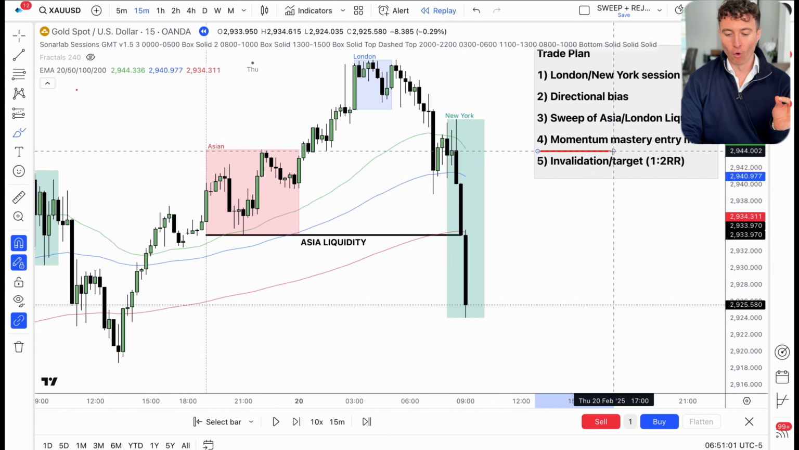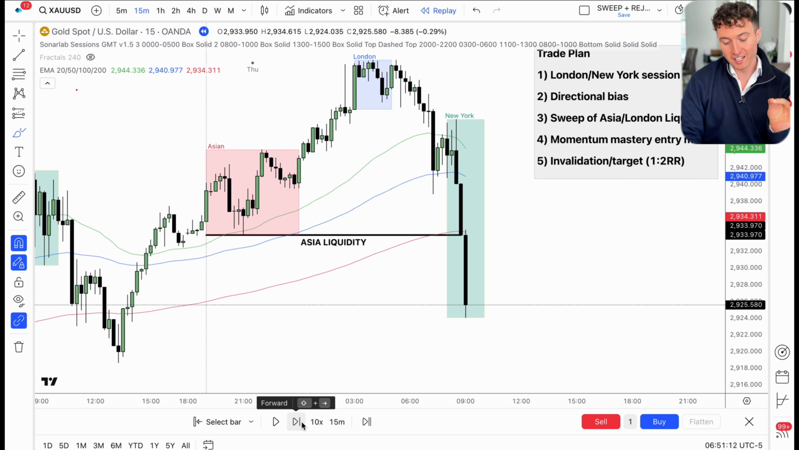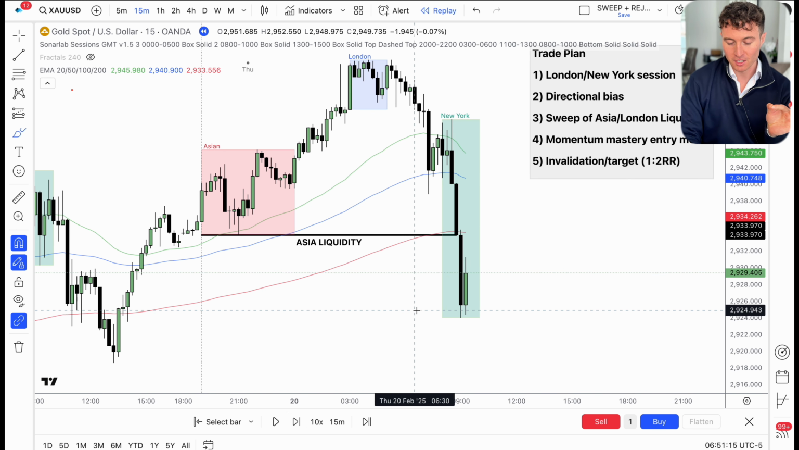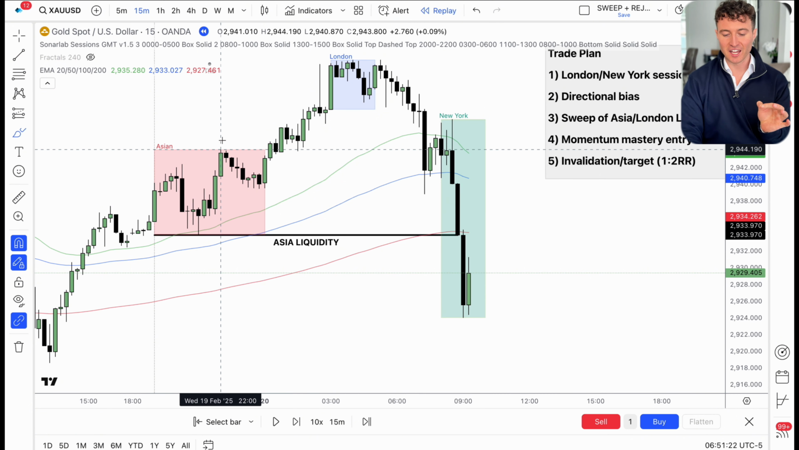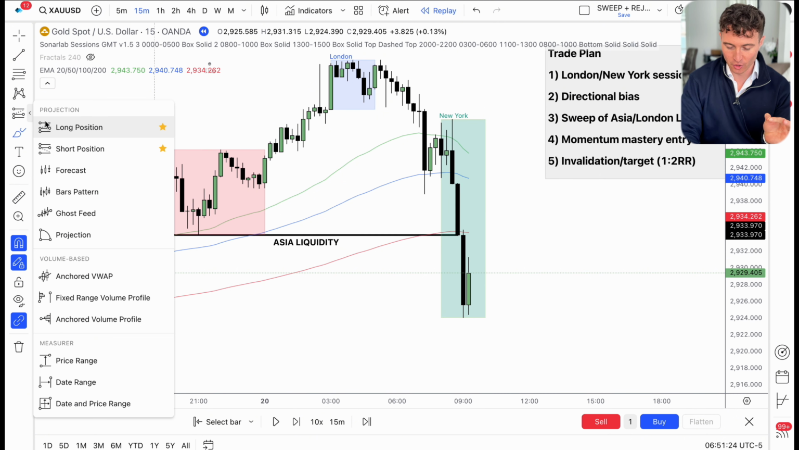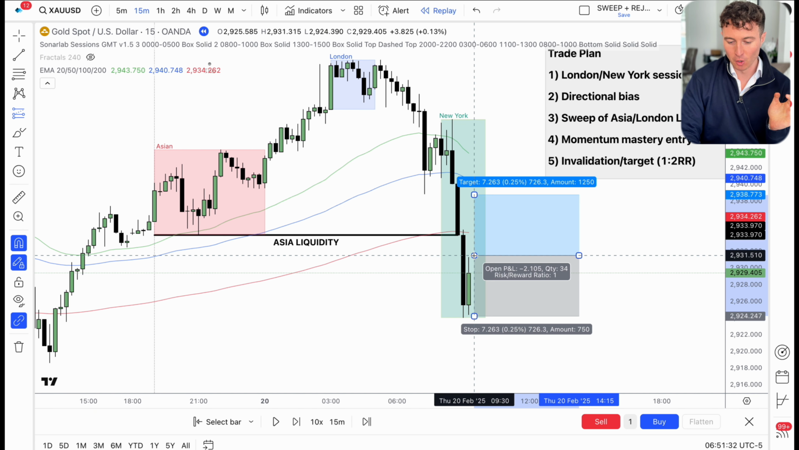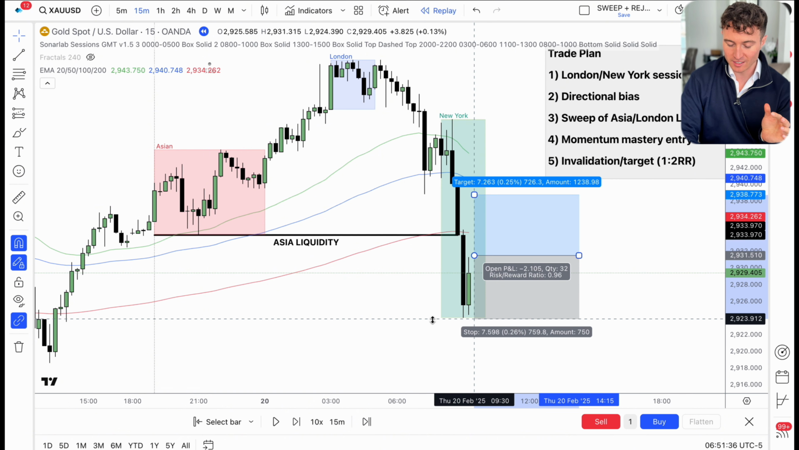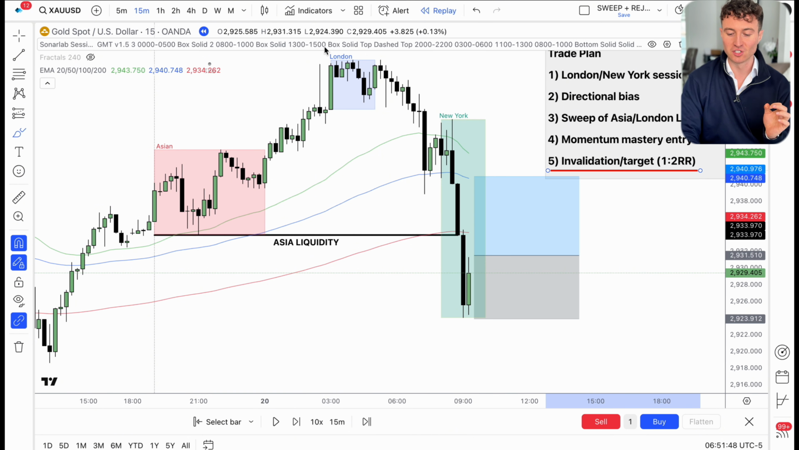Okay, step number four in our trade plan is the momentum mastery entry model. And let me just break down very simply exactly what I mean. So first we need to see a bullish confirmation. You can see that's what we get right here. Next, what we need to see is a break of that bullish candle high. And therefore our entry, our buy stop gets placed above the bullish candle high, and invalidation goes below the liquidity sweep. And then this is step number 5, which is our invalidations and targets.